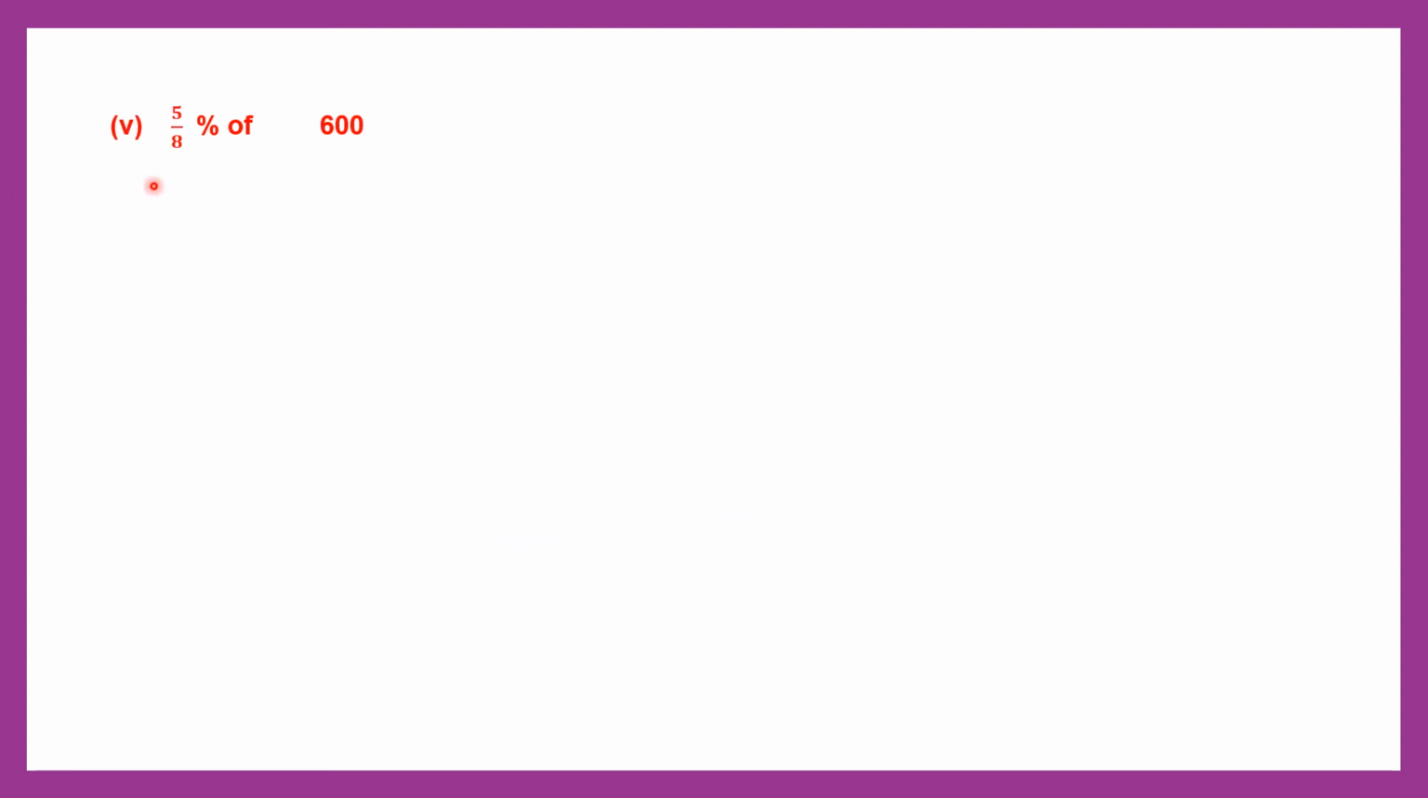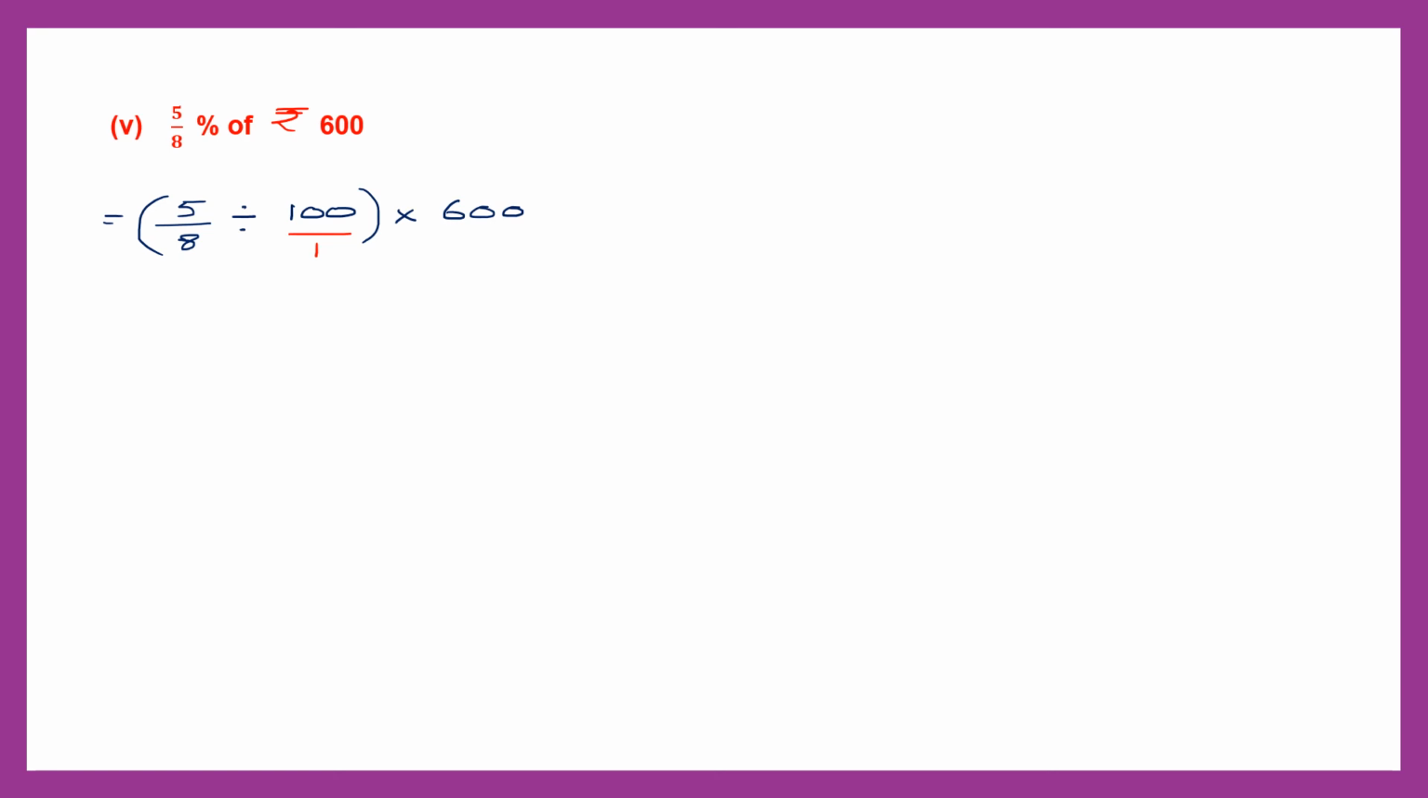Question 5. Now we have to find 5 by 8% of 600 rupees. So we'll start by saying 5 by 8% means 5 by 8 by 100. By means division. So let's put it this way: 5 by 8 divided by 100, and let's give this a denominator 1. So 5 by 8 divided by 100, of means into, and 600 as it is.